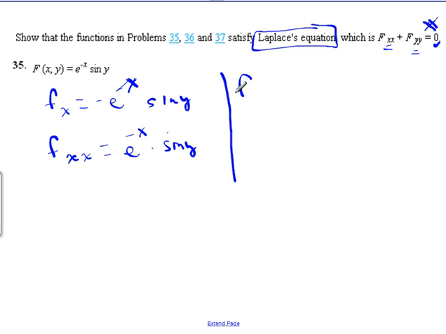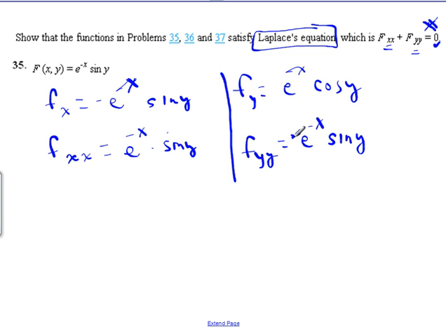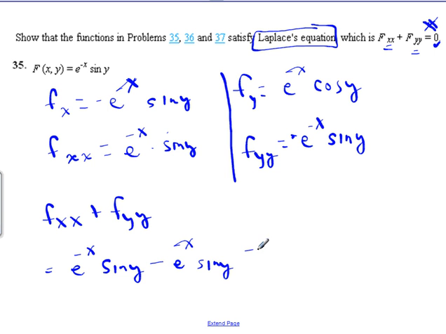Well, now looking at partials with respect to y, our first one is going to be e to the negative x cosine of y, and then the derivative of that with respect to y is e to the negative x times negative sine of y. So let's put the negative sign out in front. Therefore, when we add those two together, we get e to the negative x sine of y minus e to the negative x sine of y, and we see that this is in fact 0.